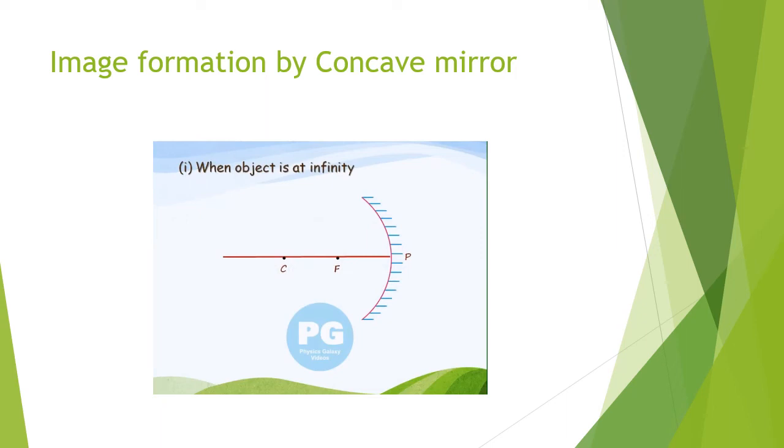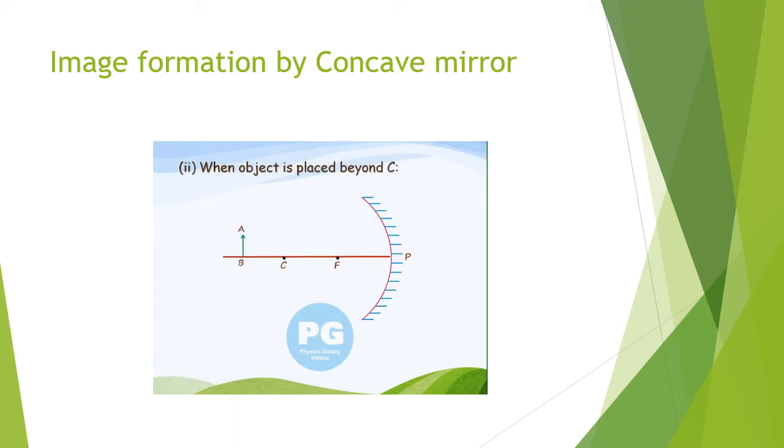The rays coming from the object, placed at infinity, are parallel to the principal axis, which passes through the focus after reflection. And the point where 2 or more reflected rays meet is called the focus. So, the image is formed at focus. Since the image is formed by actual meeting of the reflected rays, the image formed is real. The size of the image is much smaller than the object, so we say the image is highly diminished.